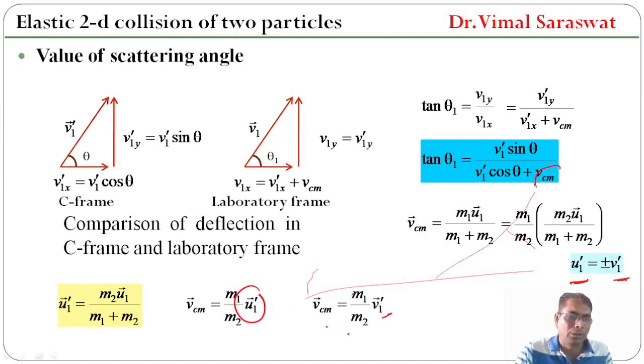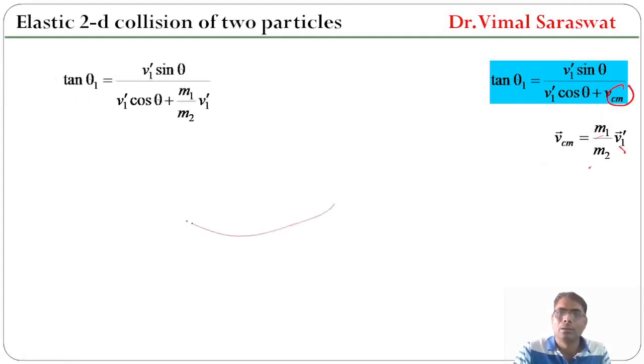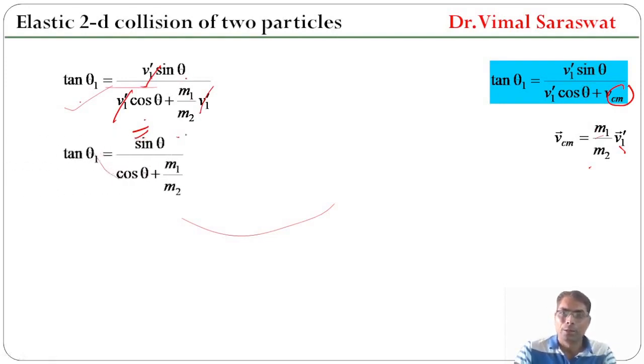Now we substitute the value of vcm here. So tan theta 1 is this one, and vcm is this one. Now we replace this vcm by m1 upon m2 into v1 dash, so we get this relation. Now v1 dash is common in the denominator and numerator and it will cancel. So tan theta 1 equals sin theta upon cos theta plus m1 upon m2.